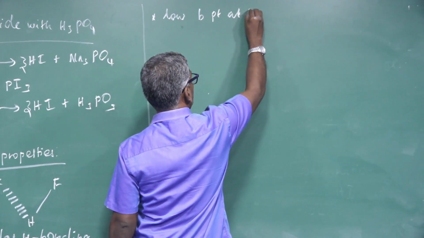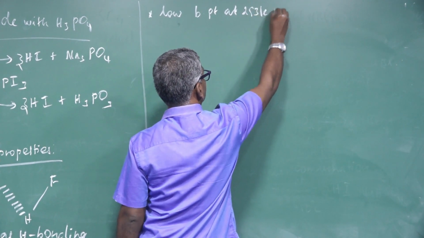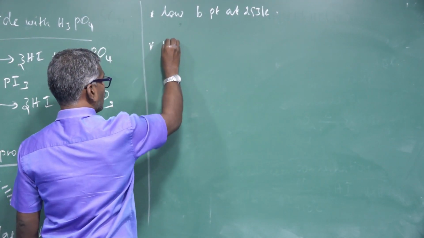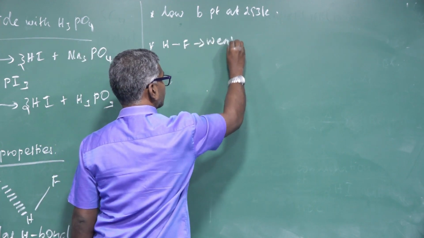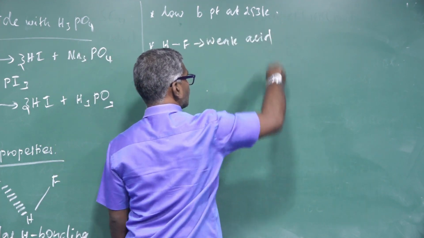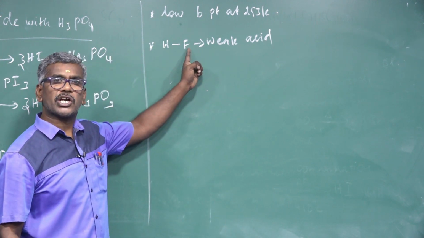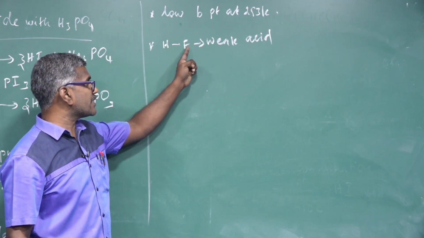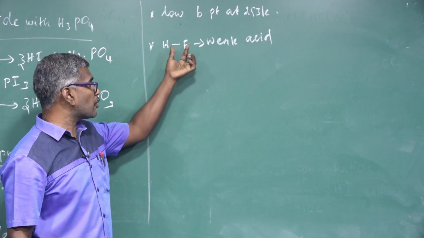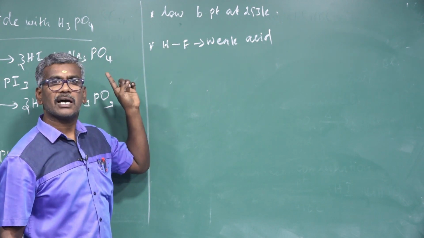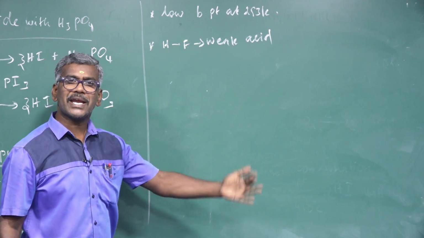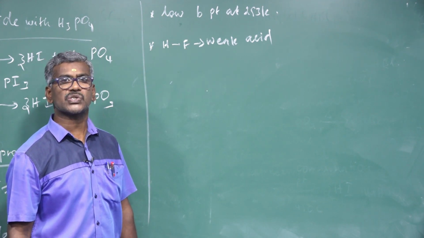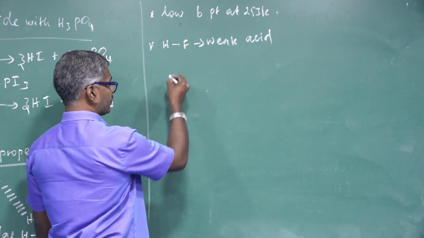about 293 Kelvin. HF is a weak acid, because fluorine, which is more electronegative, is bonded with the hydrogen. This strong bond cannot easily release the hydrogen. So HF is a weak acid. All the remaining halogen acids are stronger acids.